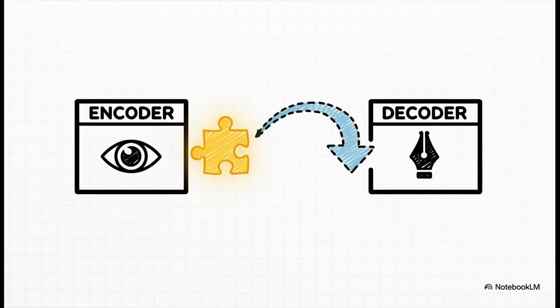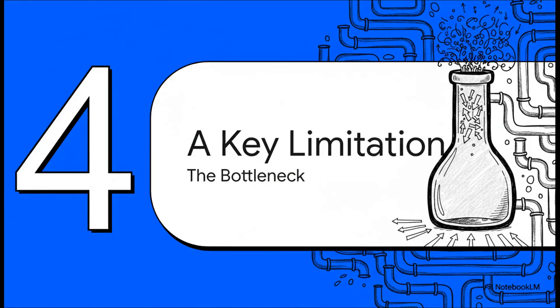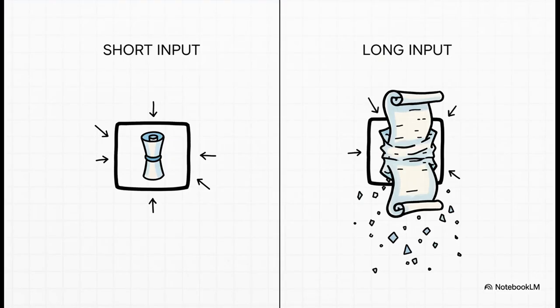This slide really just nails the handover. The best way to picture it is like a relay race, right? The encoder's final thought is the baton, and it's passed directly to the decoder to kick off the writing process. It's this simple, elegant transfer of understanding from the reader to the writer. Now, as powerful and amazing as this whole setup is, it's not perfect. It has one major weakness that's really important to get, and it all comes down to this idea of a bottleneck. Here's the problem. That context vector has a fixed size.